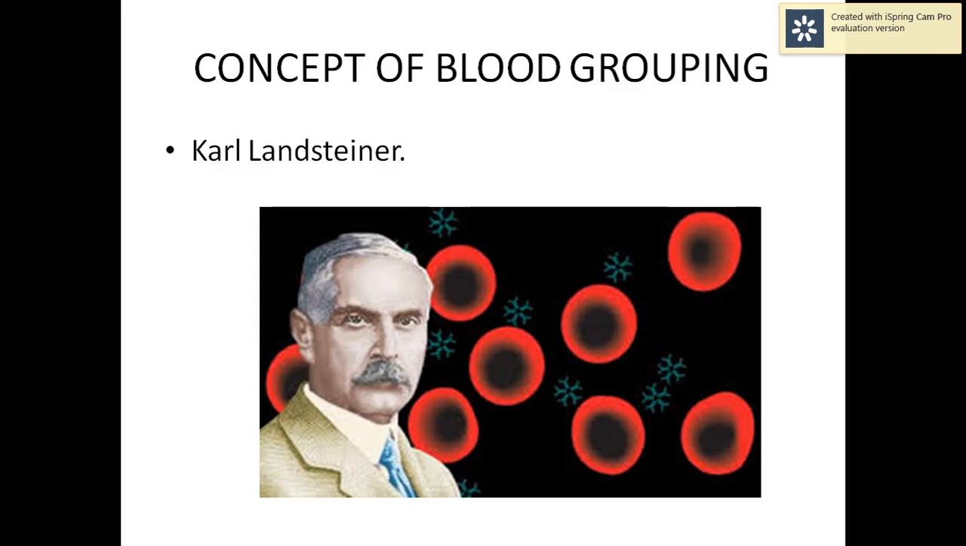Who discovered the blood grouping system? It was Karl Landsteiner, the one who brought the concept of blood grouping into existence. But how? What did he do? He was carrying out studies on the RBCs of human beings, and he found that there are certain specific proteins on their surface.